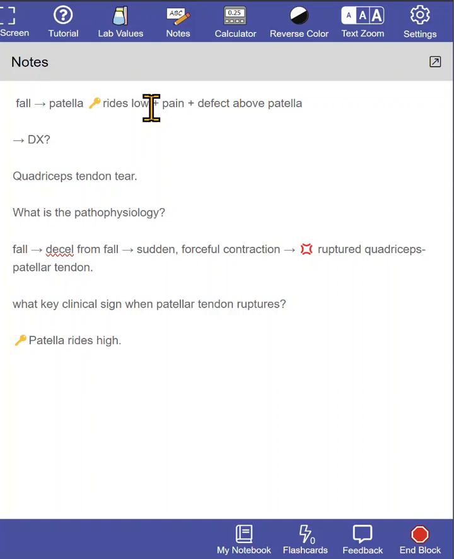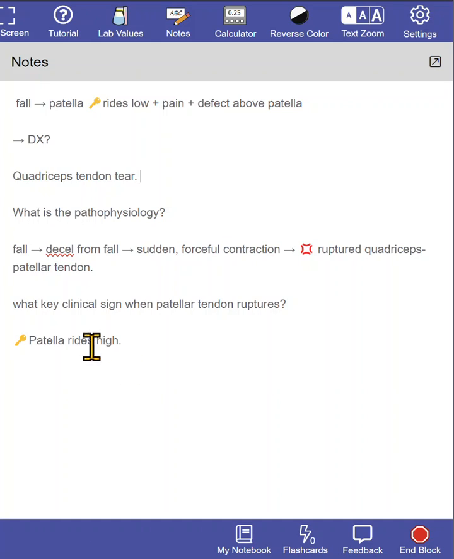So if a tendon breaks, what is it not doing? It's not pulling. What happens when you don't pull things? They get further away from you. So the patella moves away from the quadriceps. So what is the pathophysiology? You fall, you get a decel from falling, you get a sudden forceful contraction, and you get a ruptured quadriceps tendon. And so then your patella rides low, right?